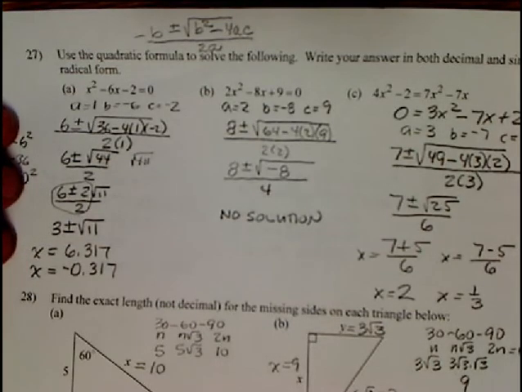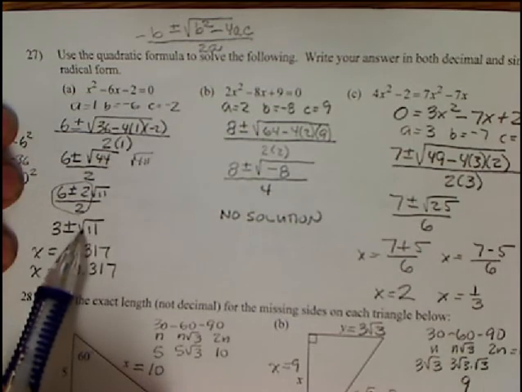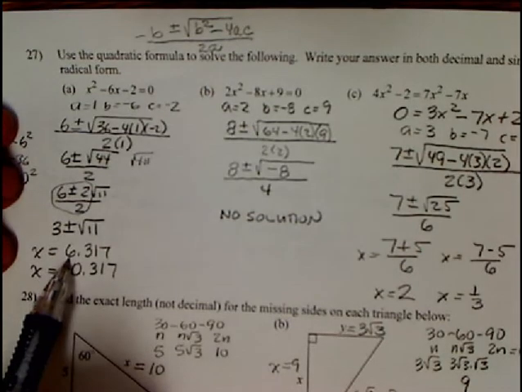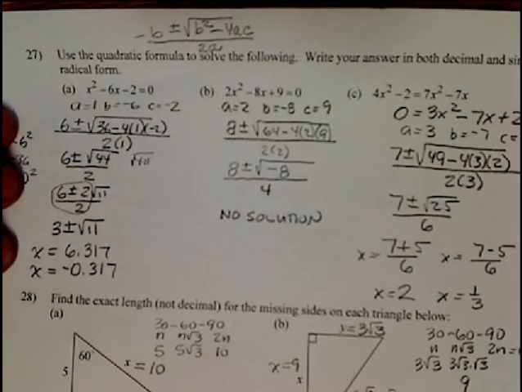And this one's pretty easy to type in your calculator to get the decimal. Do 3 plus the square root of 11, which gives you 6.317. 3 minus the square root of 11 is negative 0.317.